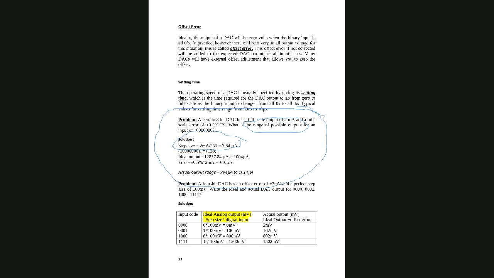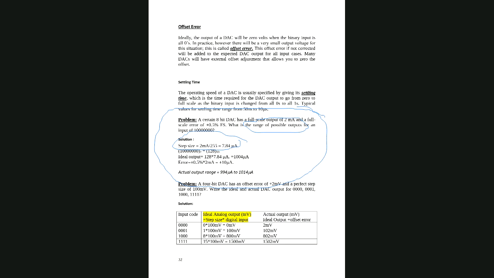Now we are given an error. It is a full scale error, and it is 0.5% of the full scale. Clear? So now it is very simple: what is 0.5% of full scale? When we convert the percent, we divide by 100, times the full scale, 2 milliampere. Clear, everybody? 0.5% of the full scale. So how much did we get? We got plus minus 10 microampere, because the error can be up or down.